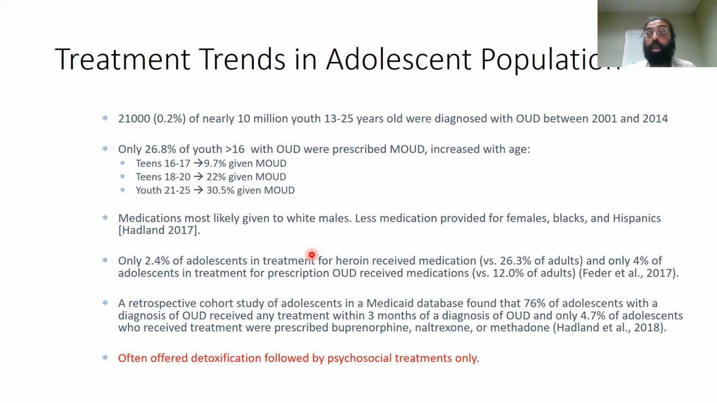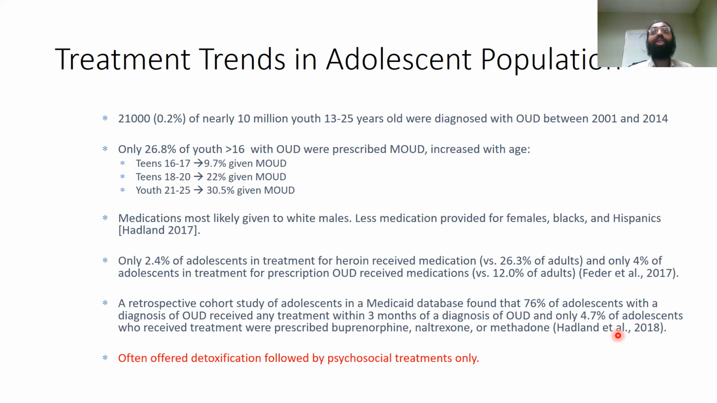In fact, the American Academy of Pediatrics, AAP, has consistently put out this messaging that we need to improve access and equitable access to medications for opioid use disorders, but we have a long way to go. And this other study pointed that out as well, that it was a large Medicaid database showing that 76% of adolescents with a diagnosis of opioid use disorder received any treatment within 3 months of diagnosis. So that's pretty good. But only less than 5% of adolescents who received treatment were prescribed buprenorphine, naltrexone, or methadone. So in other words, less than 5% of adolescents who were diagnosed with opioid use disorder actually received their medications for opioid use disorder within a 3-month period.